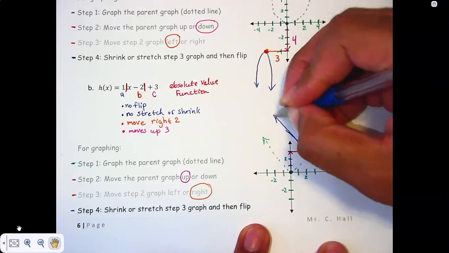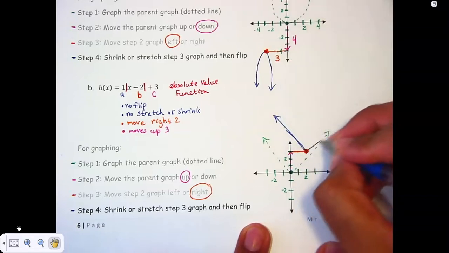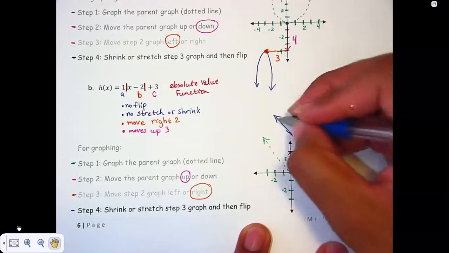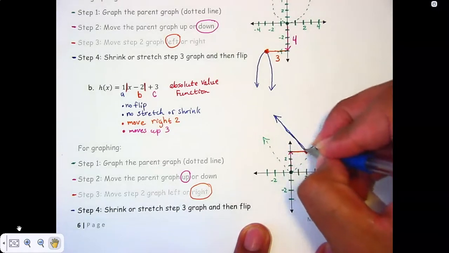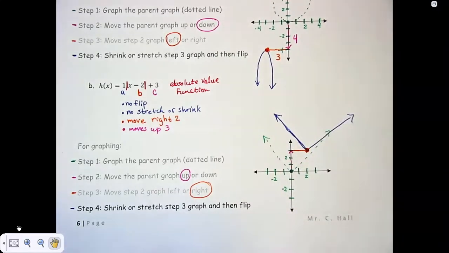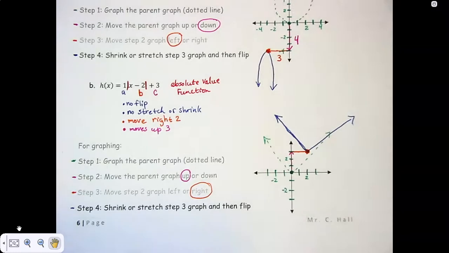Woo, looks bad. Sorry about that, guys. Woo, yes. There we go. And that's it, guys. That's all she wrote. So, yeah.